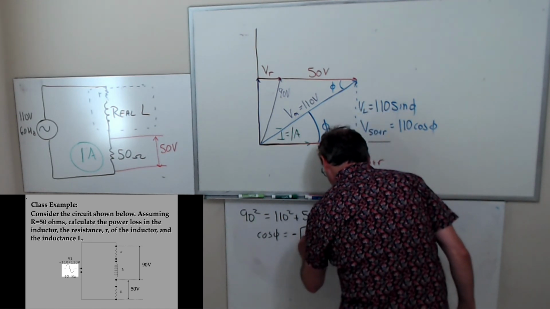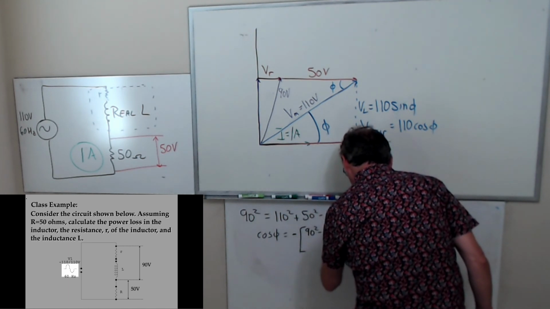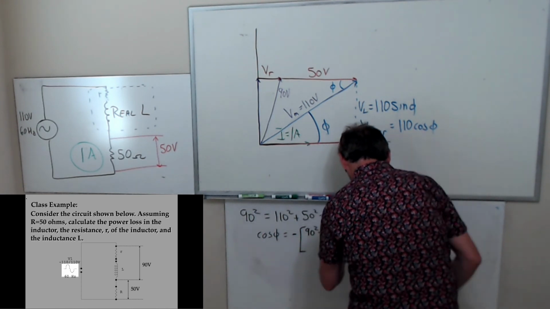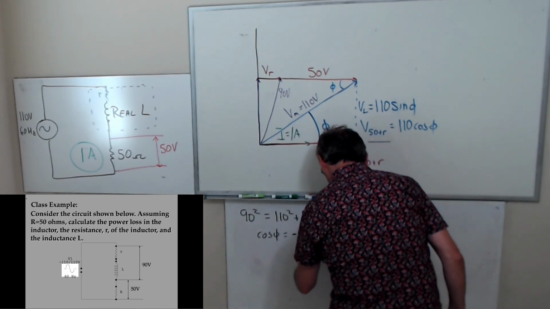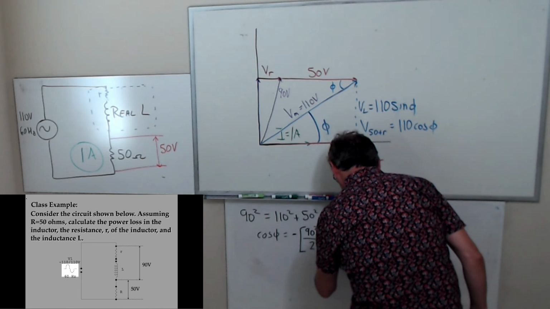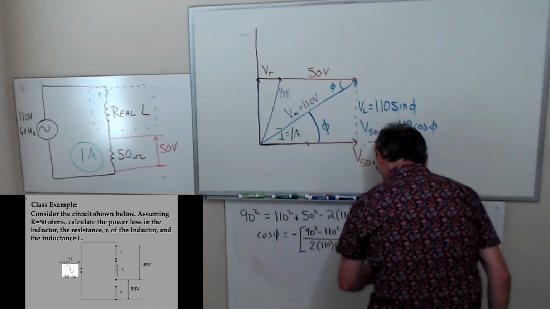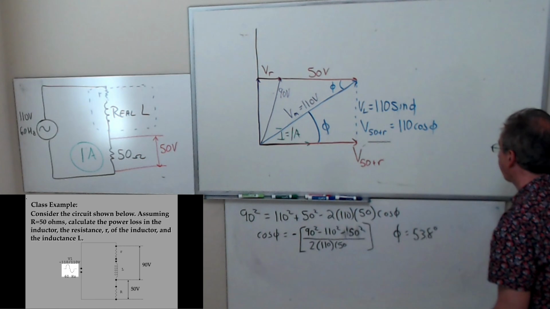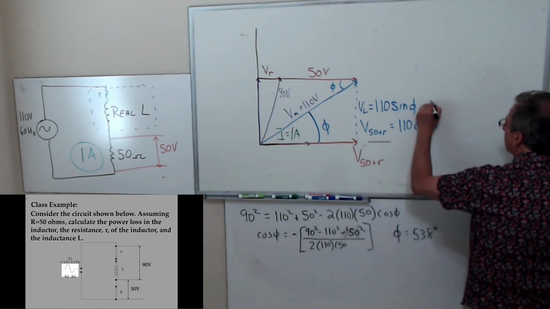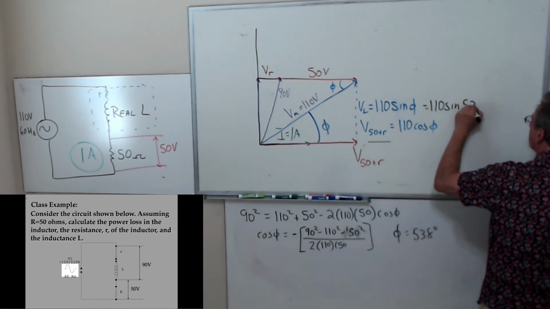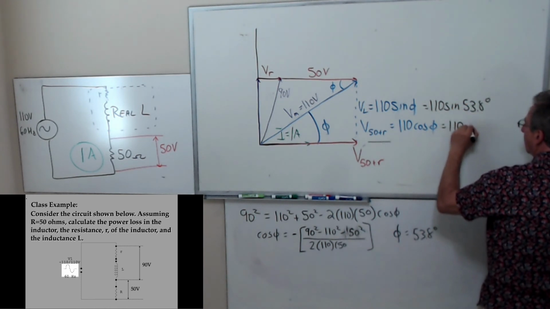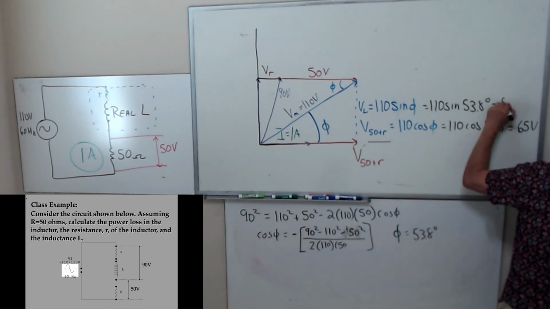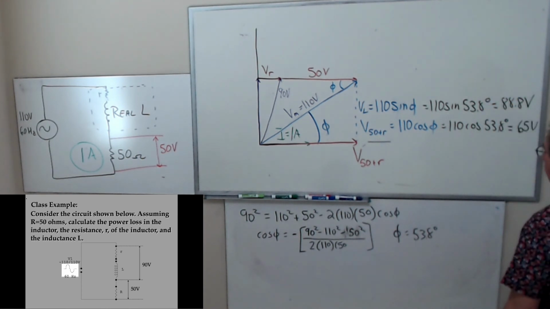Hold on a second. Phi ends up being 53.8 degrees. So then, I get that.